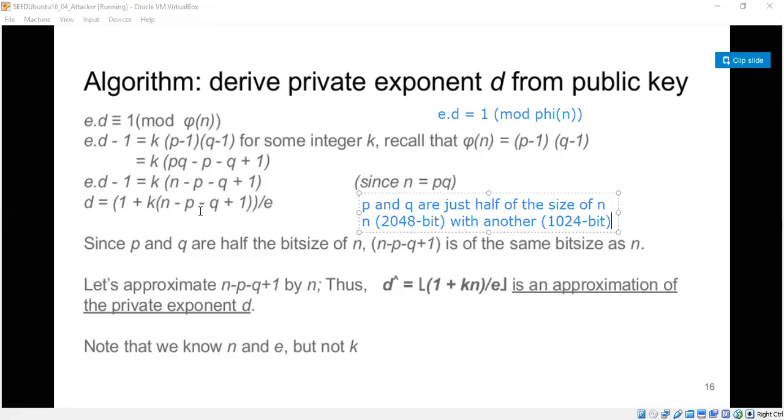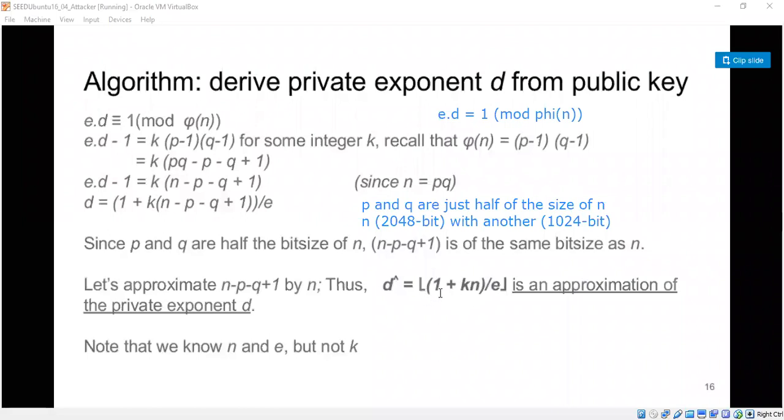So what does that mean? That means that instead of using n minus p minus q plus 1, because we don't know p and q, we just replace it by n. We just ignore p and q and 1. That's what we are doing. So we ignore p and q, and we get an approximation like this: 1 plus k times n, divided by e.